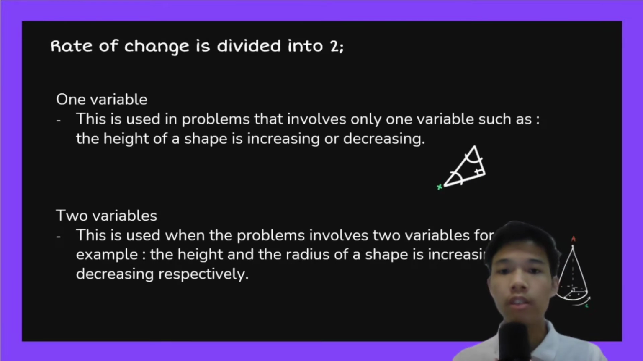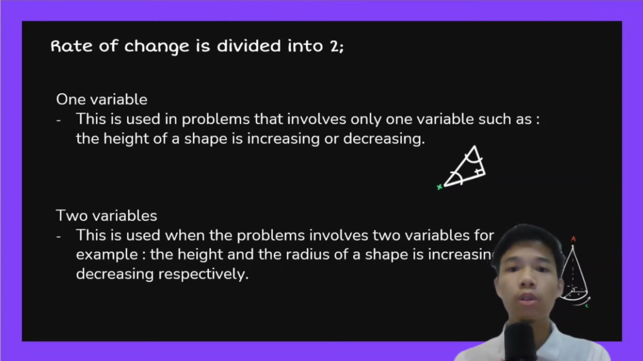Rate of change is divided into two: one variable and two variables. One variable is used in a problem that involves only one variable, such as the height of a shape is increasing or decreasing, while two variables is used in a problem involving two variables, for example, the height and the radius of the shape is increasing or decreasing, respectively.